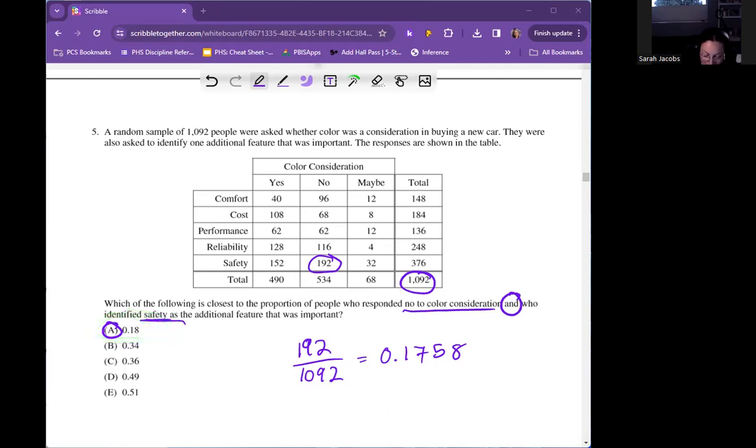Cool. If you got C, which a lot of people did, I think what you did was use this as your denominator. Seems to be a pretty common wrong answer. Okay, cool.